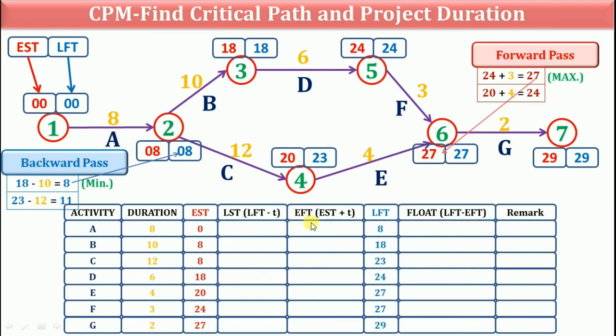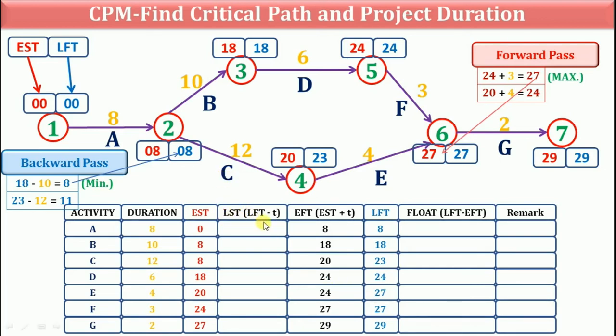Right now we will find out EFT by using formula EST plus T, that is the duration of that activity. So for activity A, EFT will be 0 plus 8, 8. For activity B, 8 plus 10, so 18. Similarly, find out all the EFT.